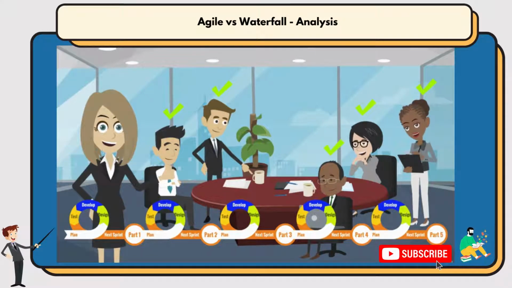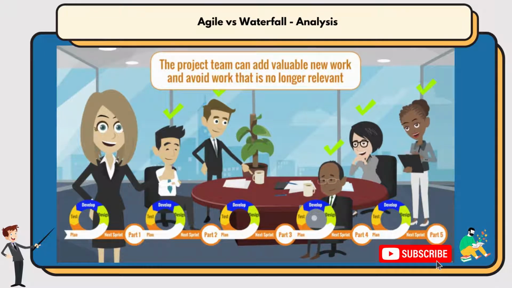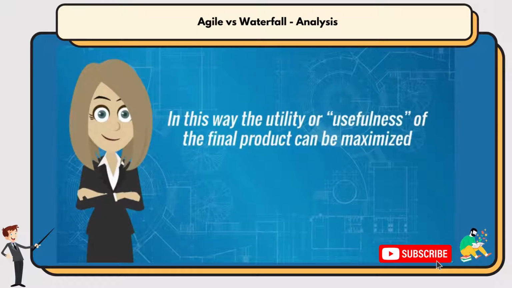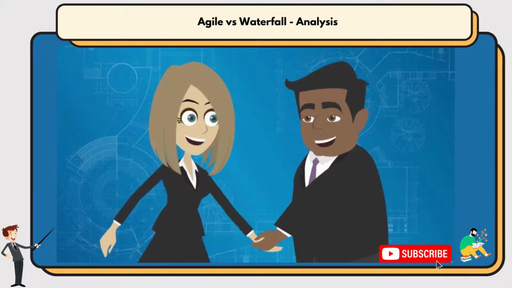More things become known, and product characteristics, functionalities, and features can be better defined. The project team can add valuable new work and avoid work that is no longer relevant. In this way, the utility or usefulness of the final product can be maximized and the customer and users satisfied.